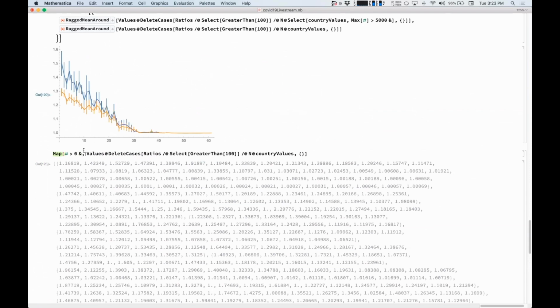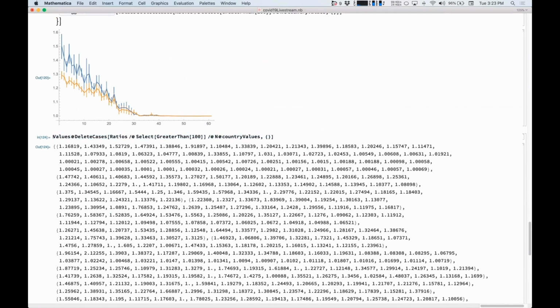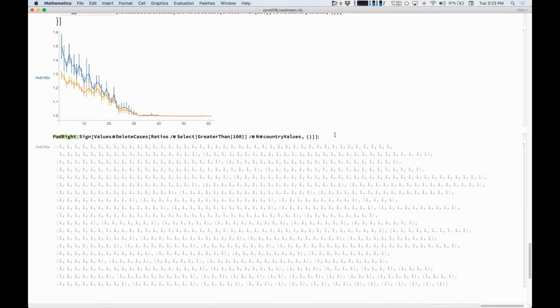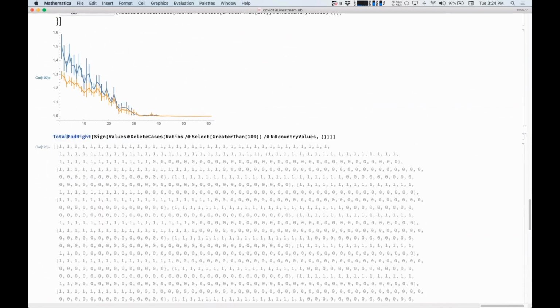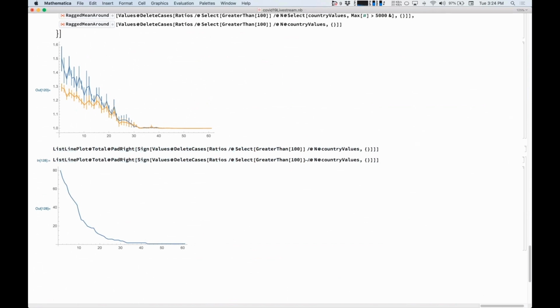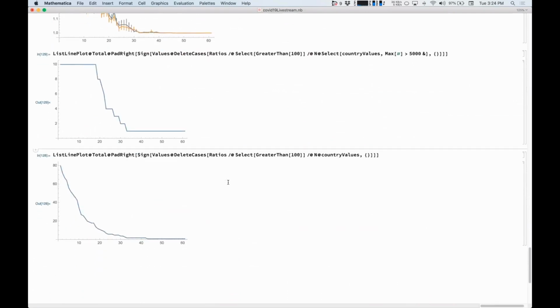What I want to do is plot the number of countries that are being averaged over the x-axis. Oh, as a function. Yeah, as a function. So basically what we want to do is turn these all into ones. This is the most ridiculous. So SIGN would work. Sign, and then we'll just say pad right of the whole thing. And then total. Okay, so that's the number of countries as a function. So these are the number of countries that are being averaged.